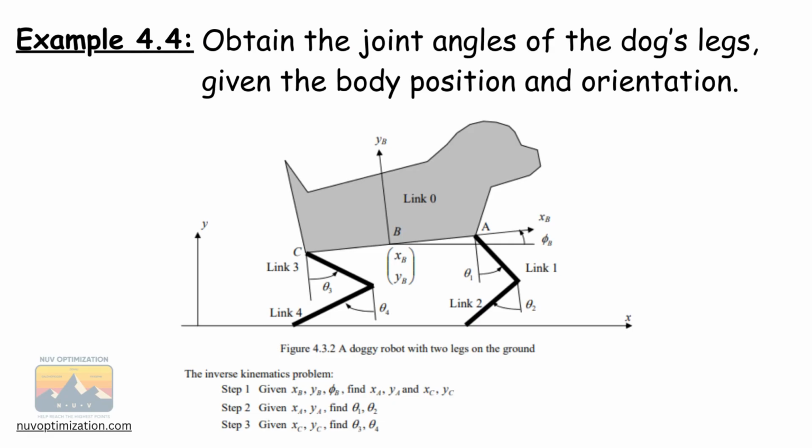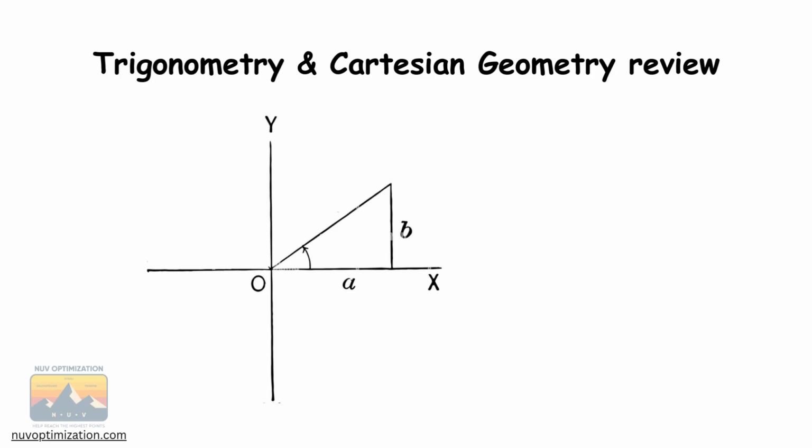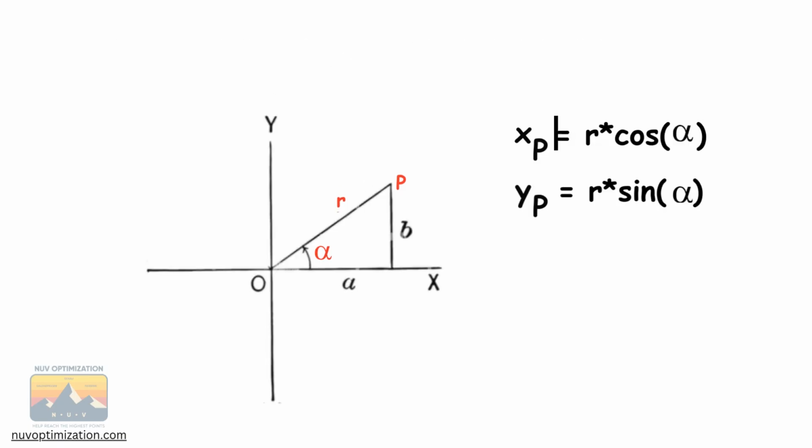Before we dive into the robot, let's briefly recall some fundamental facts about trigonometry and Cartesian geometry. First, remember that any point in a two-dimensional space, let's call it point P, can be uniquely identified by its Cartesian coordinates, an x-coordinate, x sub p, and a y-coordinate, y sub p. Second, if we know the length r from the origin to point P and the angle alpha between the line segment OP and the positive x-axis, we can also uniquely determine those same x and y coordinates.